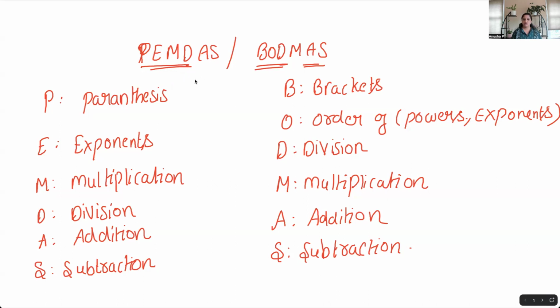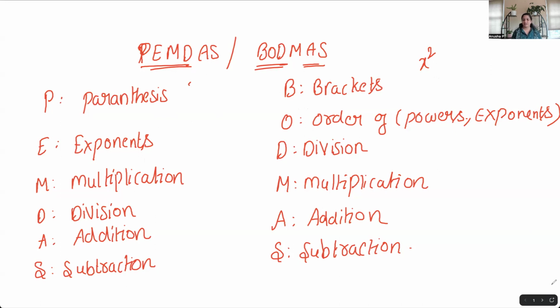Okay, so in PEMDAS, P is for parenthesis. In BODMAS, B is for brackets. And we write E as exponents. Here, O is nothing but order of powers or exponents, because if you have x square, we can call it exponents or powers. Again, the rest is the same: division, multiplication, addition, and subtraction.